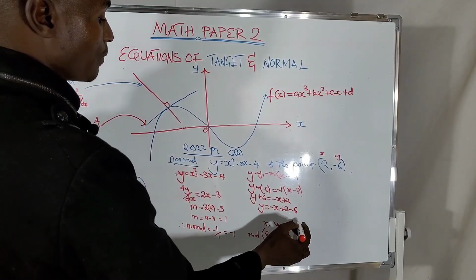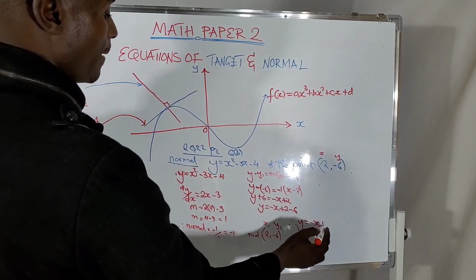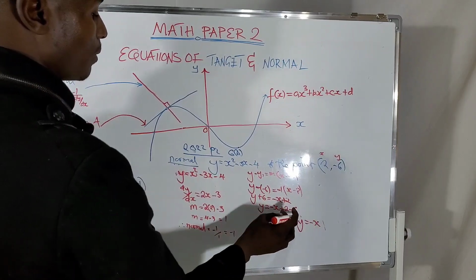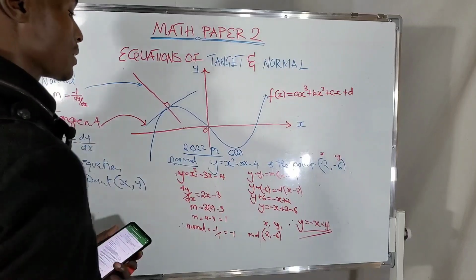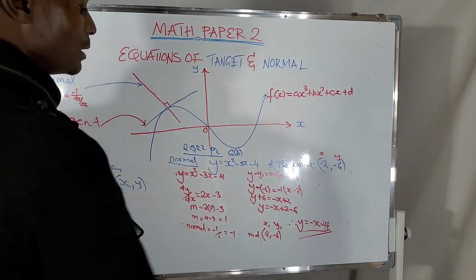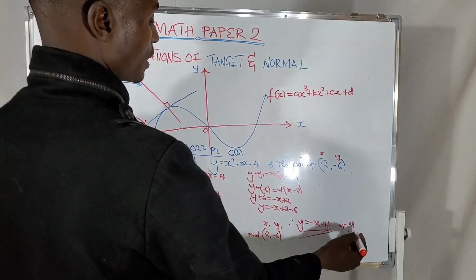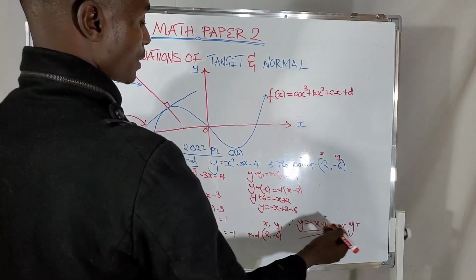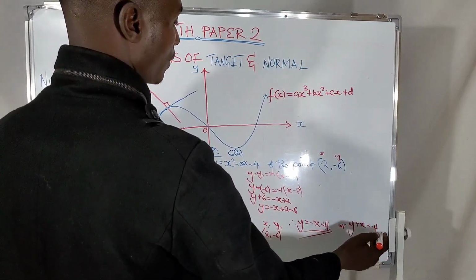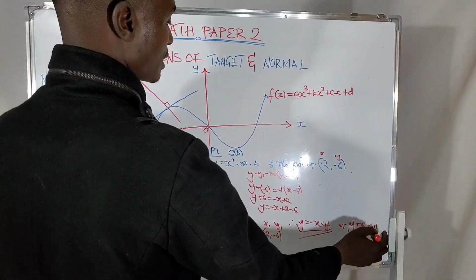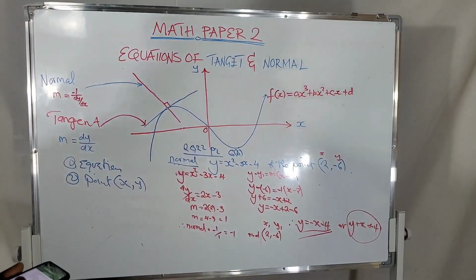Solving the like terms, the equation of the normal is y equals negative x, and 2 minus 6 is negative 4. This is the answer. Sometimes they leave it in another form: the x crosses the equal sign, becoming x plus y equals negative 4, which is just the same. This is the equation of the normal.